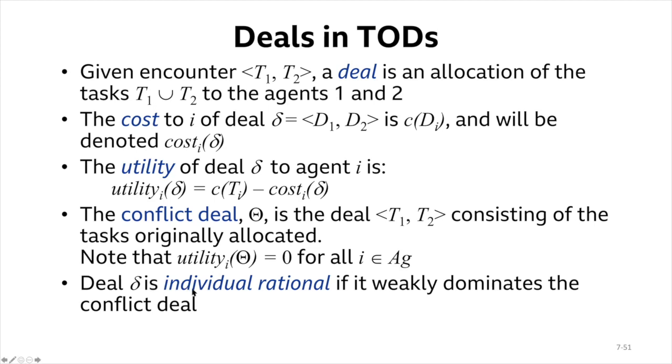Okay, a deal delta is going to be individually rational if it weakly dominates the conflict deal. Sorry, I inadvertently became technical.